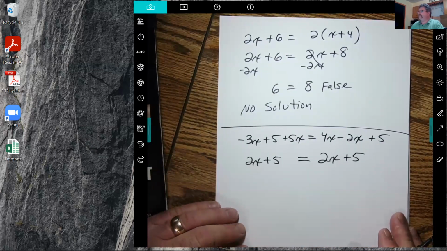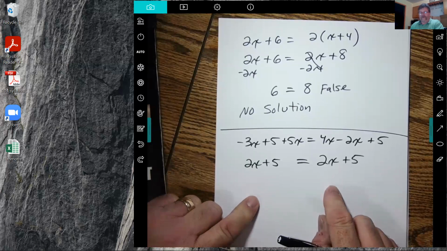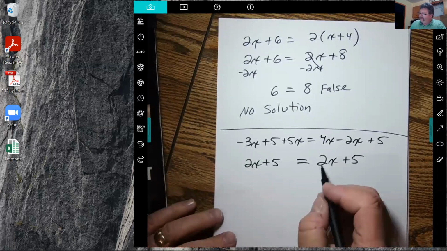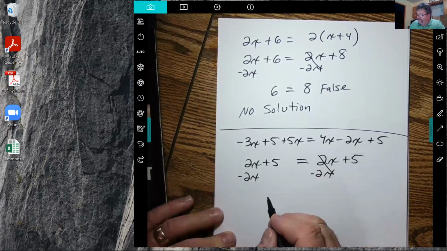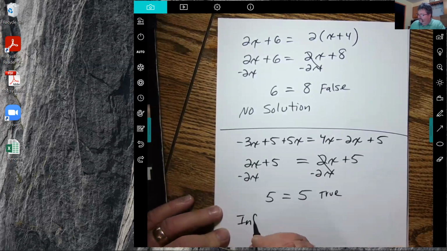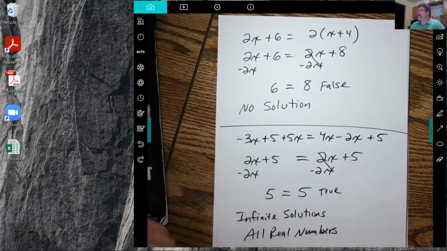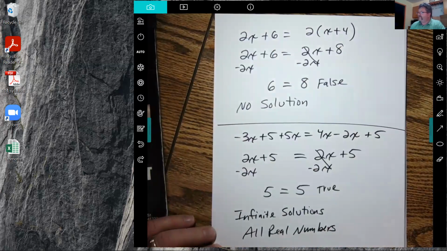They're identical. No matter what value of x I could ever dream up and stick in there, it's always going to work, right? Always. But if I go through the motions and solve for x, I put all my x's on one side. Again, the x's disappear, but this time I'm left with a true statement. So that means there's an infinite number of solutions, or we say all real numbers. Any number I can dream of whatsoever works in this equation. No number I can dream of whatsoever works in that equation.